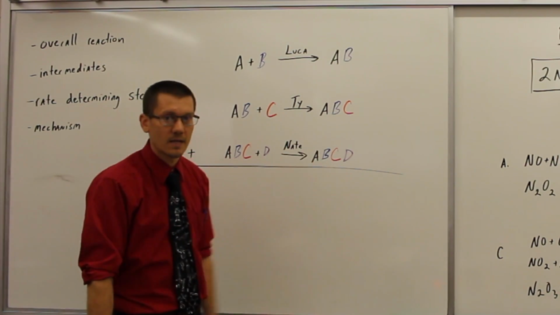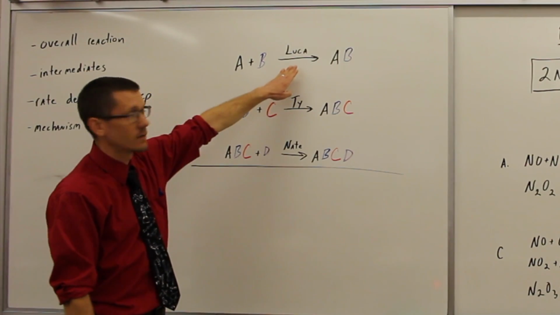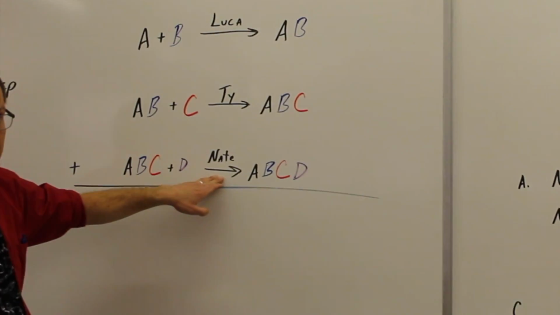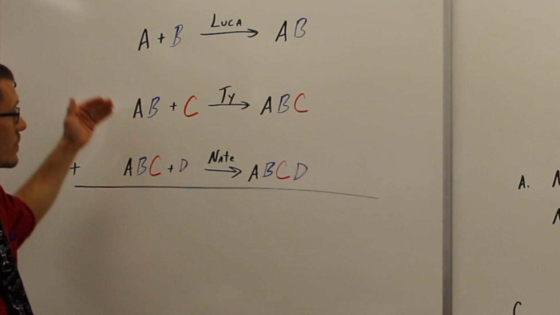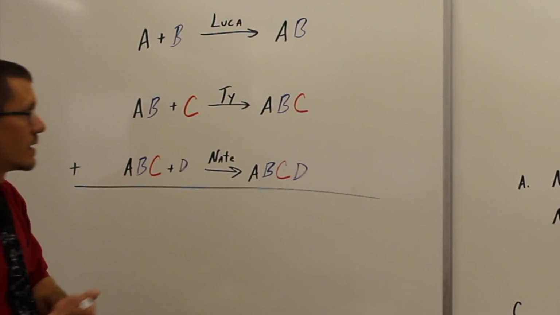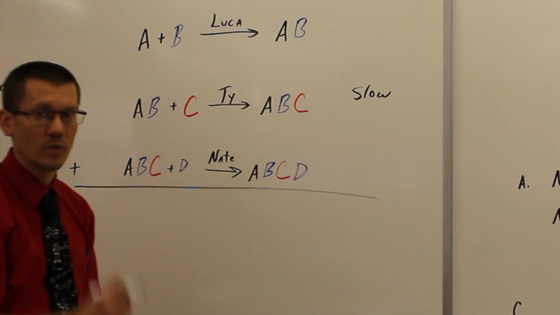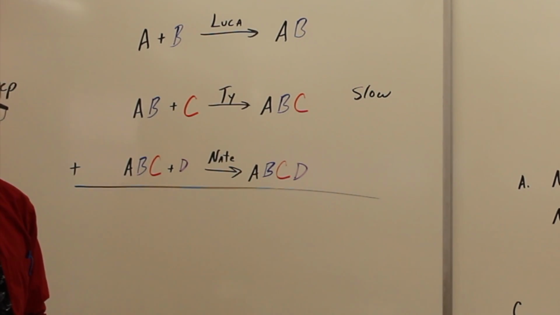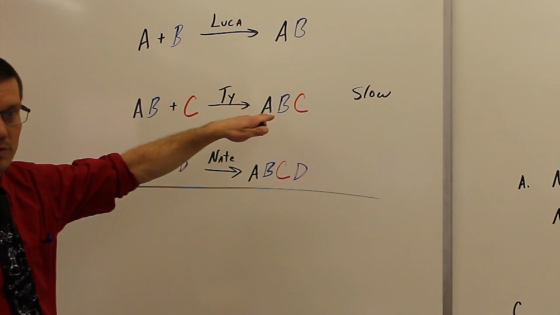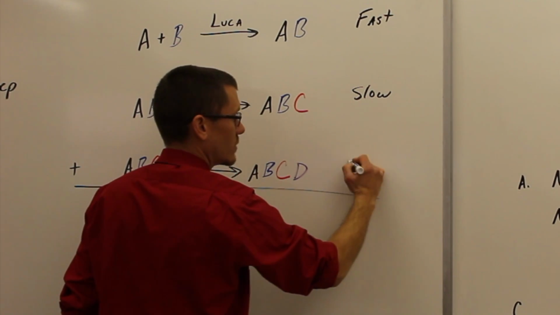So taking a look at what we did in class. In the Lego building example, we had a Luca step, a Ty step, and a Nate step. And based off of the way they reacted, Ty was our slow step. He was our rate determining step. So the entire rate of the reaction was based off how fast Ty was working. Luca was fast, Nate was fast.